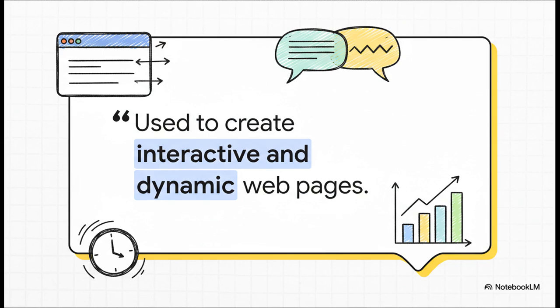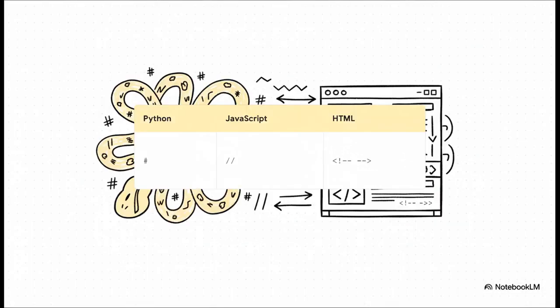Now, when we say dynamic, what we really mean is that the page can update its content all by itself without you having to smash that refresh button. Think about live sports scores on a page or a stock ticker that's constantly updating. That's JavaScript at work.